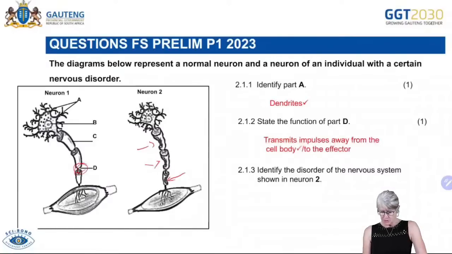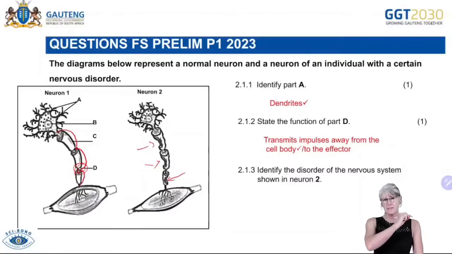All right, and then the third question, they say, identify the disorder of the nervous system shown in neuron 2. Now remember I said to you it's the myelin sheath that is wrapped around the axon, and basically what the myelin sheath does is it's an insulator, and it speeds up the movement of the impulse. So the impulse is going to jump from gap to gap in the myelin sheath. That means that the impulse moves very quickly.